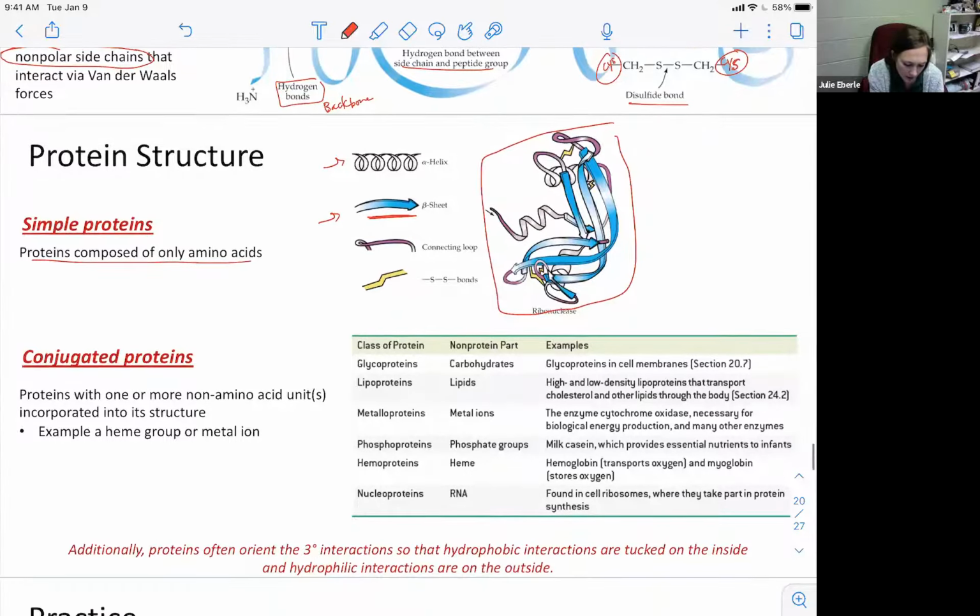But you can also then sometimes have conjugated proteins where there's one or more non-protein parts, like a monosaccharide or a lipid or an ion is part of your protein structure for a reason, okay? So these are proteins with one or more non-amino acid units incorporated in the structure. Example is a heme group. So hemoproteins, heme. We know heme is important for our red blood cells. This is how oxygen is transported.